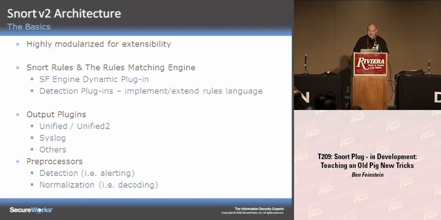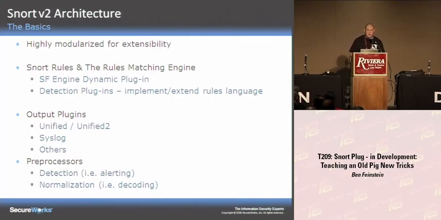So the V2 architecture here. It's quite modularized. It's built to be extended. You have the Snort rules and the rules matching engine. The SF engine is a dynamic plugin, so actually the core rule matching engine is pluggable. You also have dynamic detection plugins that can implement or extend the rules language. So you can add new keywords and new constructs to the syntax of the rules language by building shared objects and dynamic plugins that will add to the detection capabilities of Snort.